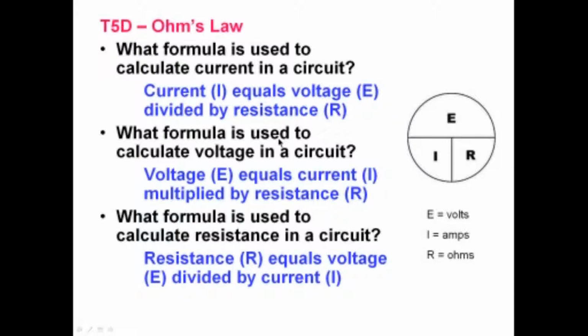What formula is used to calculate voltage? To calculate the voltage, I multiply the current times the resistance. What formula is used to calculate resistance in a circuit? To find the resistance, I take the voltage and divide it by the current. So this chart works exactly the same as the other one for finding the different values. Any question there?